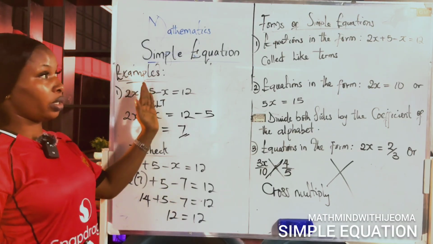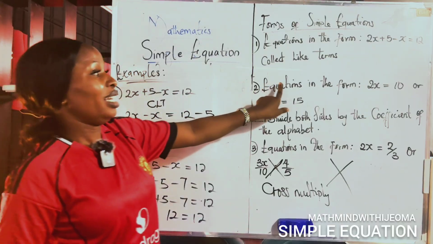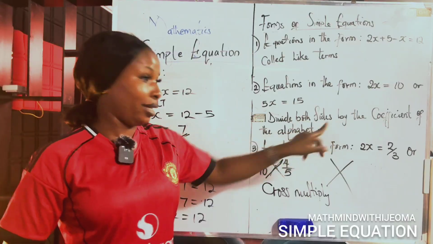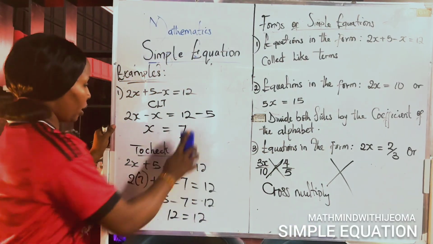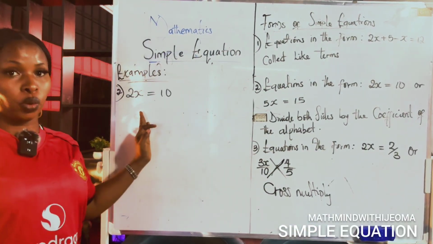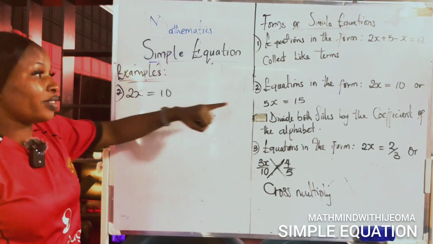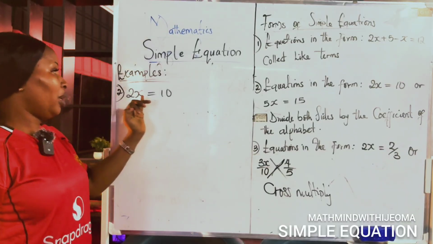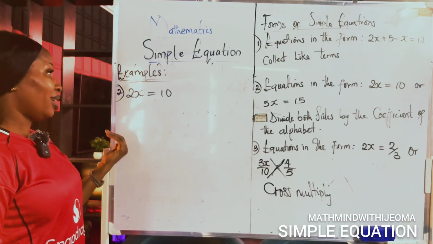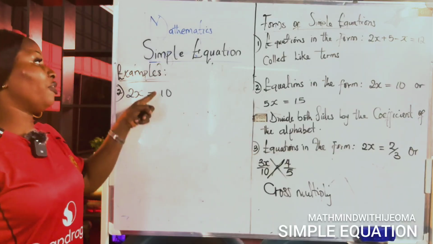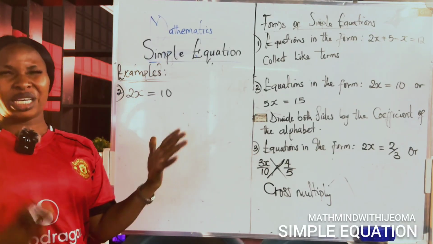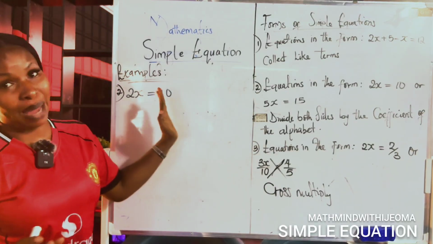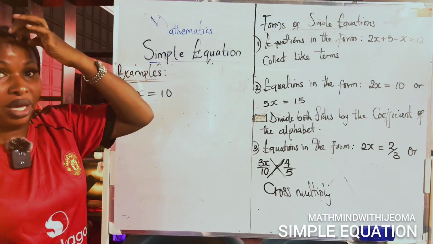Let's go to the second example. That is, if you find the equation in this form where you divide both sides. Let's try it out. Now, the next example is the second form we are talking about. When you find the equation in this form, 2x means 2 times what will give you 10. Let's assume it's a bigger number that you cannot just think about. You go straight to divide both sides by the coefficient of the alphabet.